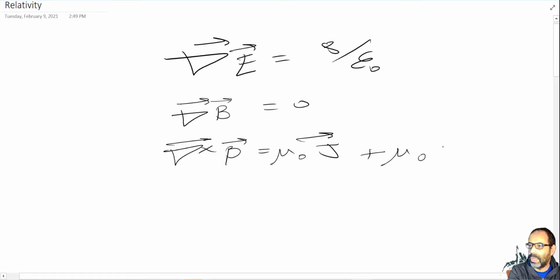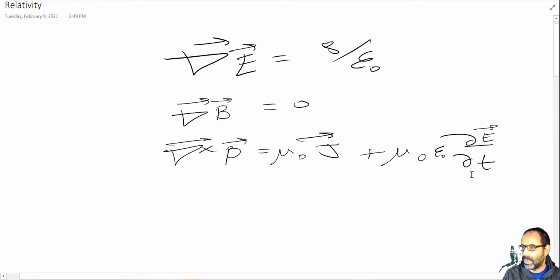Plus another contribution that Mr. Maxwell added to this, and that has to do with the so-called displacement current, or the rate at which the electric field is changing with time.